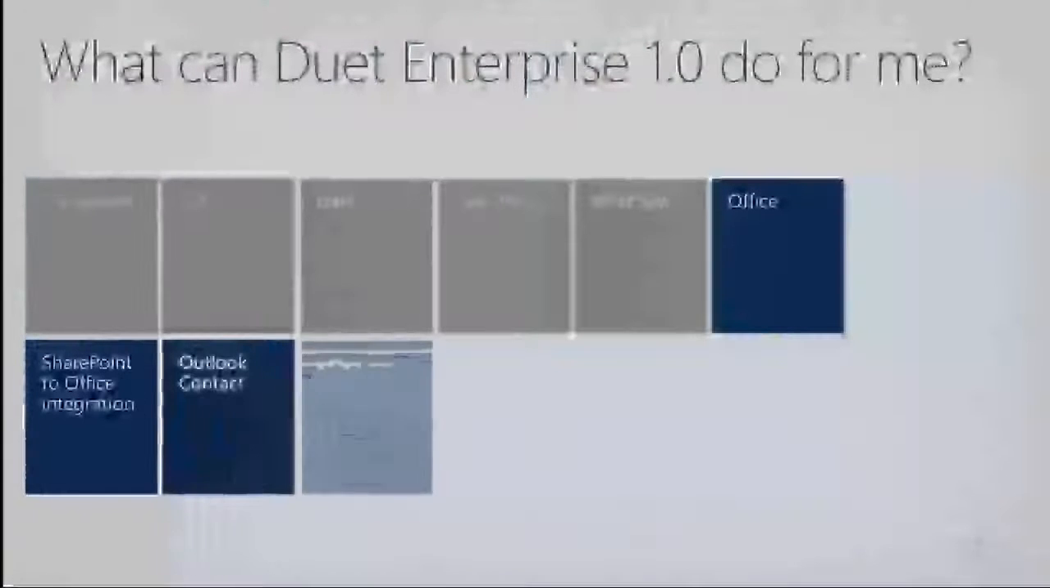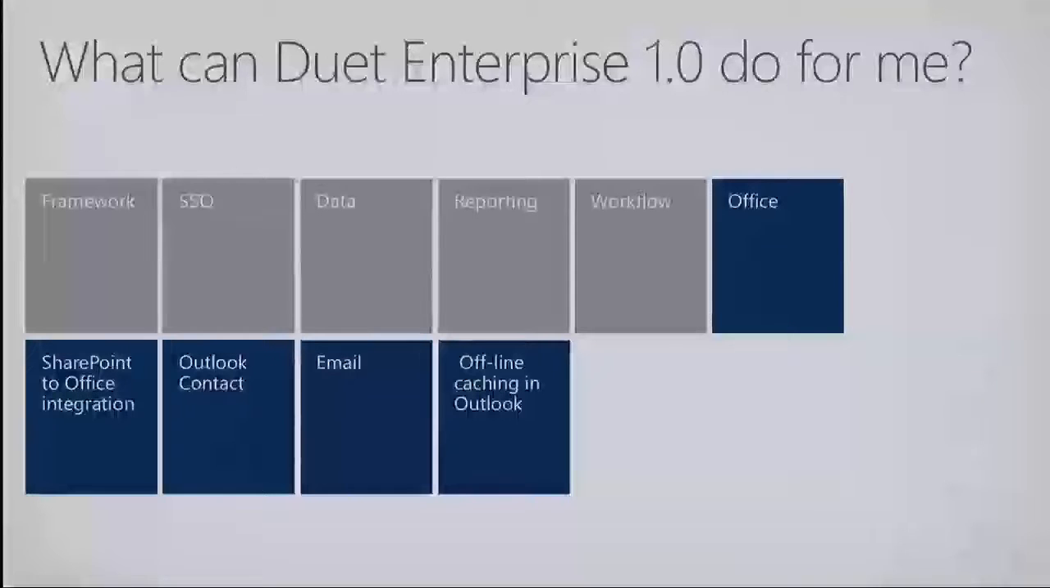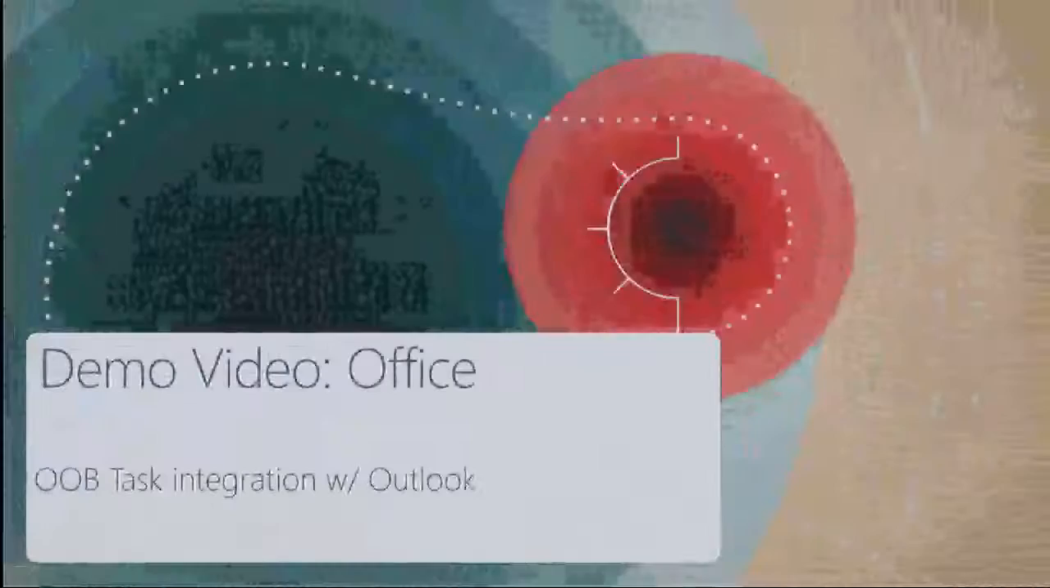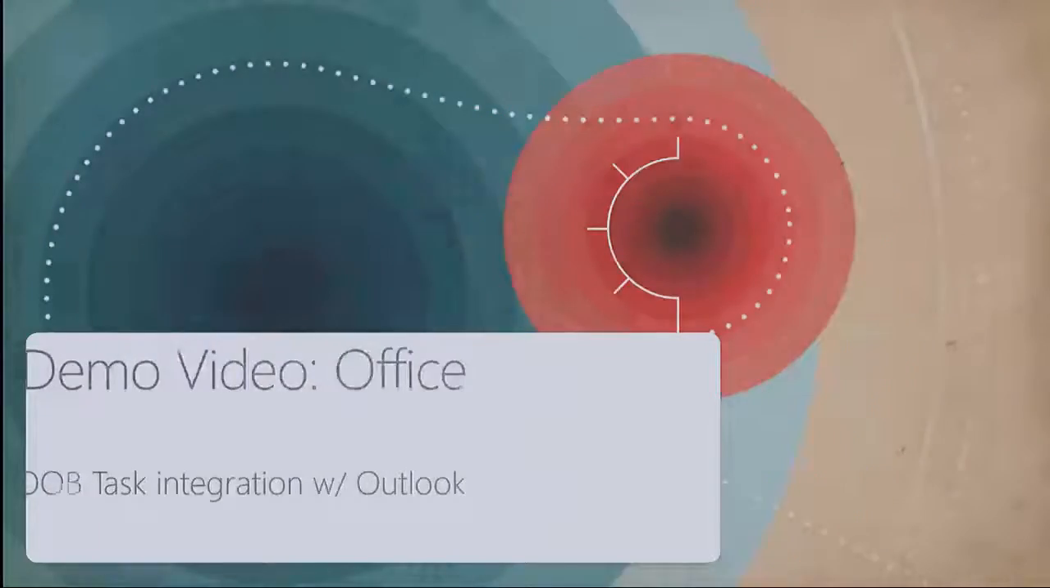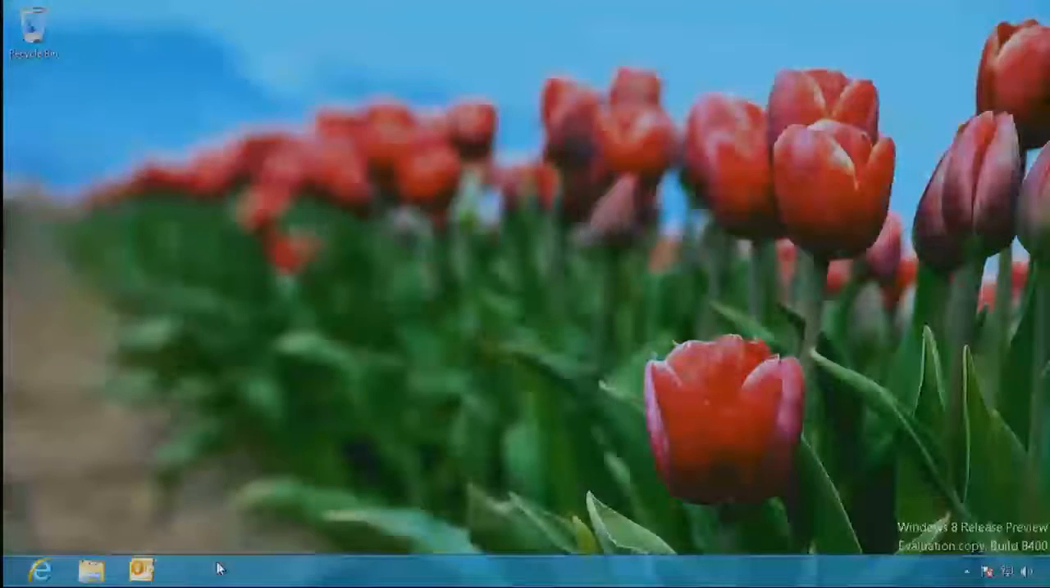Let's talk about Office integration. With Duet Enterprise, you can piggyback upon the integration between SharePoint and Office. You can definitely do that. You've got workflow activities that are going to show up in a SharePoint list. You've got a SharePoint task list where we're surfacing information into Office. And we've got email notifications that you receive. Now, again, due to time, I'm going to show you a video of the out-of-the-box functionality that we have here.